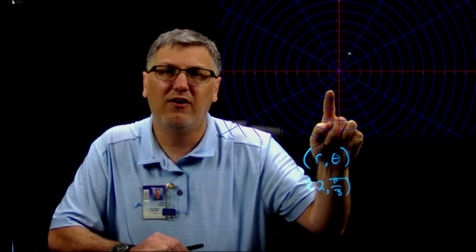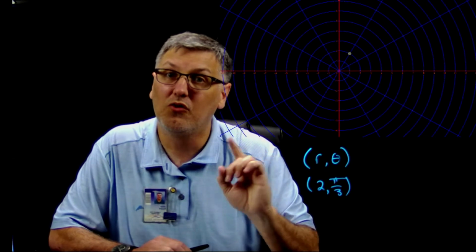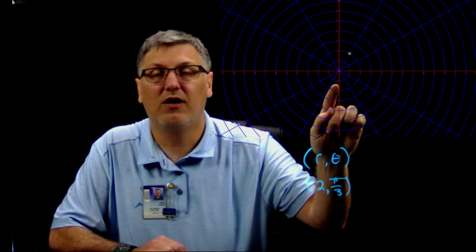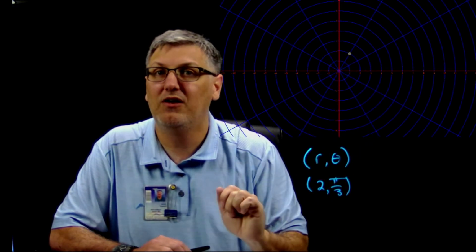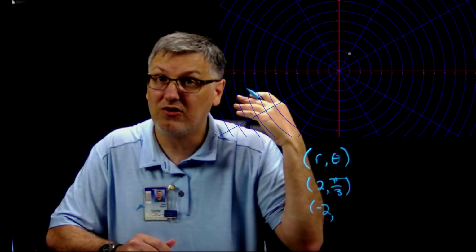What I can do is go, let's say, another pi or 180 degrees. But this is going to allow me to use a negative radius, because this here is my positive radius coming from the pole out to a point. But if I come from an angle and I go through the pole and up to the point, that would be a negative radius. So I can write this as negative 2 comma, and now I'm in quadrant 3 for my angles. So this would be 4 pi over 3.